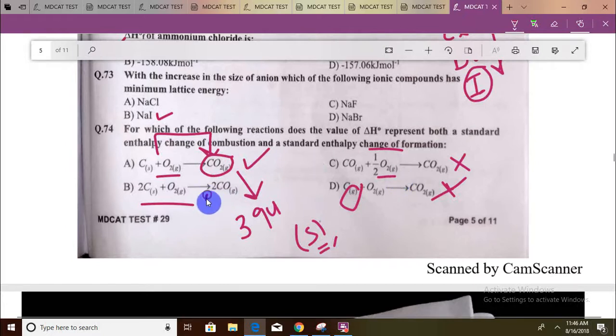So for the formation of 1 mole of carbon monoxide, the enthalpy is -110, and the oxidation of carbon monoxide is about -283. These are more minor and not as important values, but they do have the chance that they will come up because it's written in the theory portion.